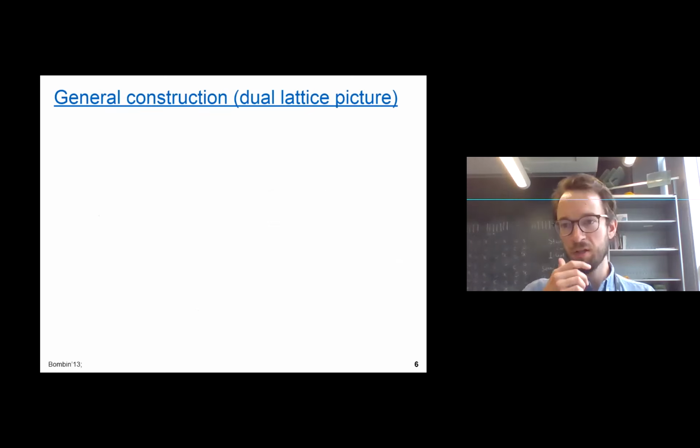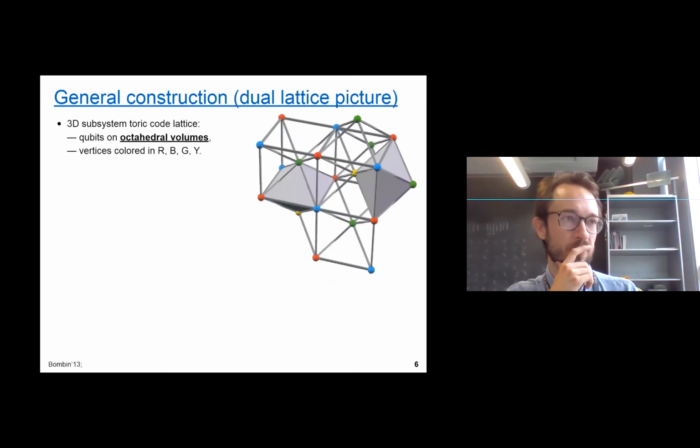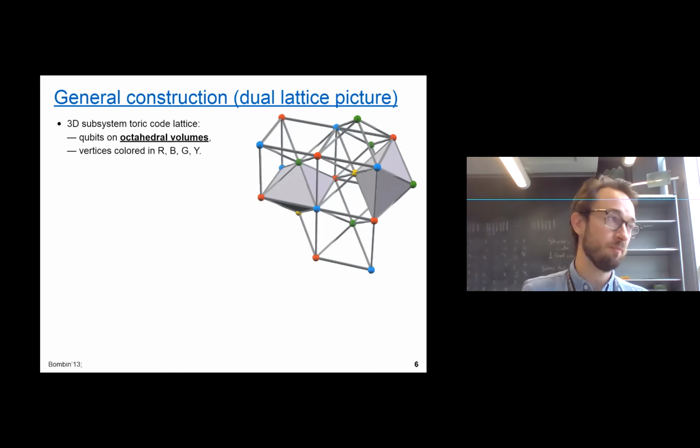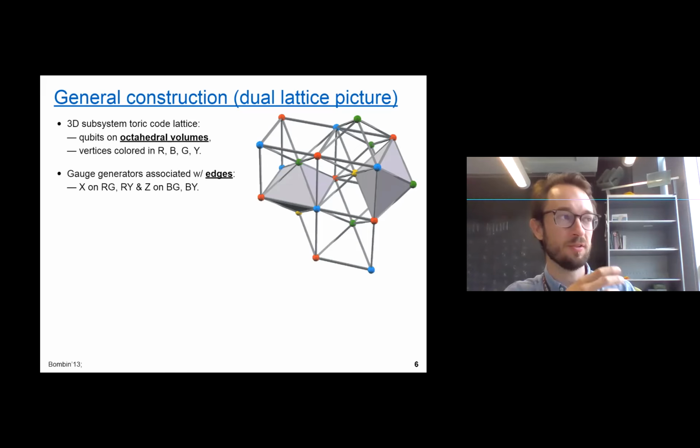Okay, and so that was a specific model, but there's also a general construction that we introduced. It's slightly more involved, but it has similarities to other pictures of both the color code in the dual lattice picture and also this picture of the toric code, which is used by Thomas Jochym-O'Connor and Ted Yoder in their paper. They look at similar things where they look at octahedra as a fundamental object. So we're going to get some lattice like this, where we have qubits on octahedral volumes, and we need to have some special coloring of the vertices. And then there are gauge operators associated with edges.